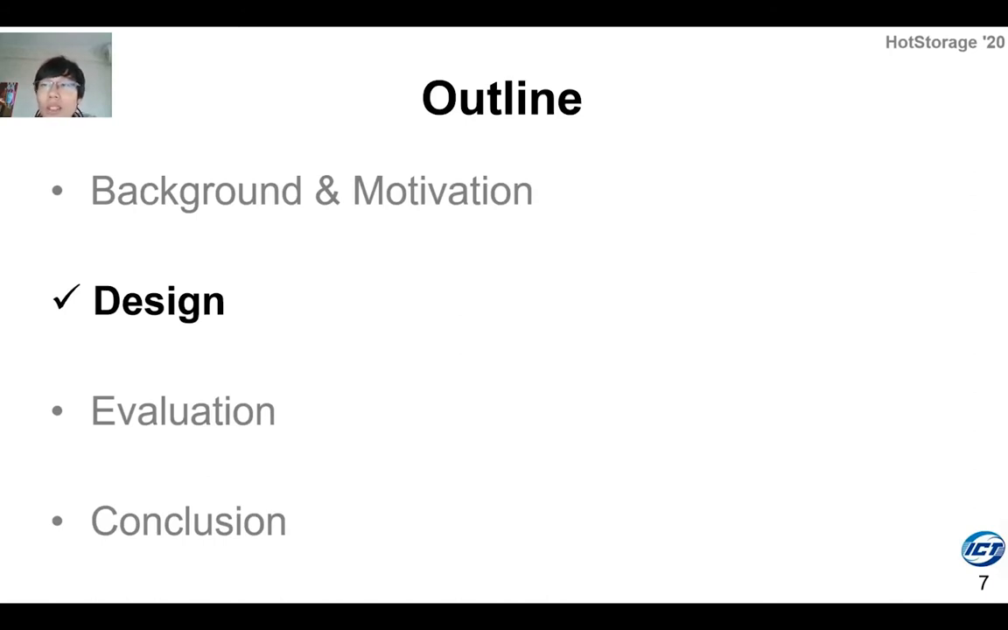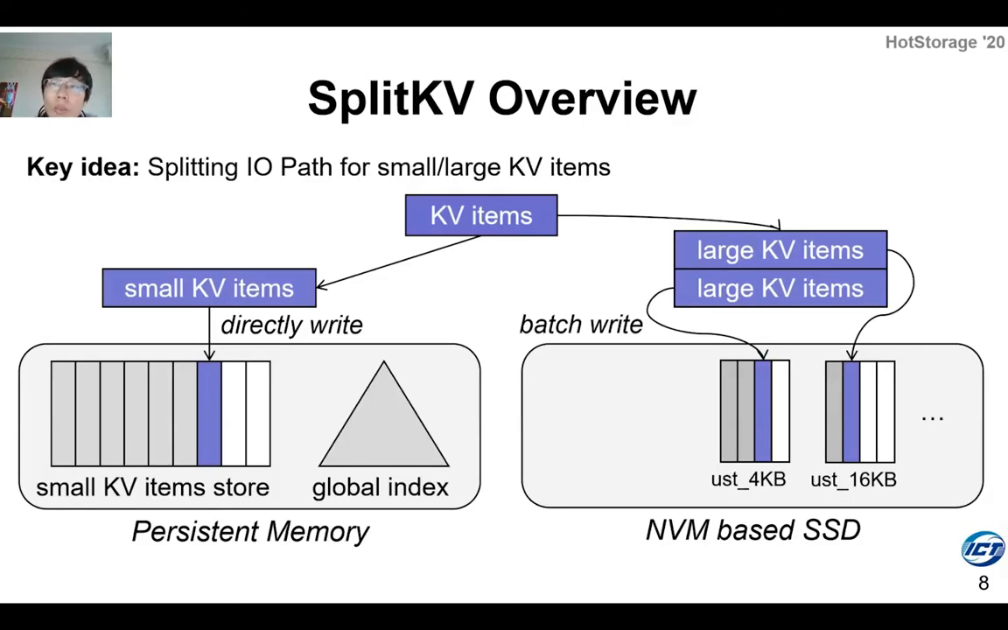Next, I will present the key idea of our paper as well as some design issues. Because persistent memory is most suitable for processing small items and NVMe-based SSD is suitable for handling larger granularity data, the key idea of our paper is simple. We let the key value store adopt different I/O paths for smaller and larger key value items. We name the proposed key value store SplitKV. This figure shows the system overview of SplitKV. I will first introduce its overview and then present the challenges.